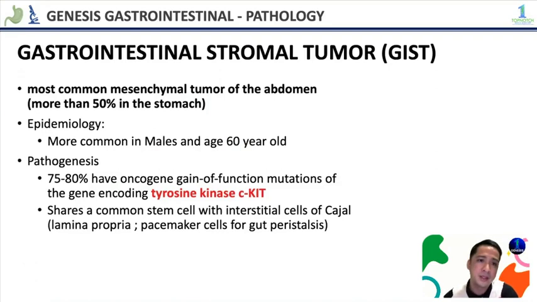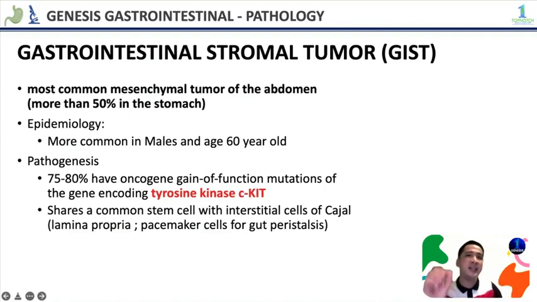All right. So the next pathology is gastrointestinal stromal tumor that you have already encountered in surgery. This is the most common mesenchymal tumor of the abdomen, wherein more than 50% arises in the stomach, more commonly affecting the male population greater than 60 years old. The pathogenesis: 75 to 80% have an oncogene gain of function mutation. Take note of the tyrosine kinase c-kit.